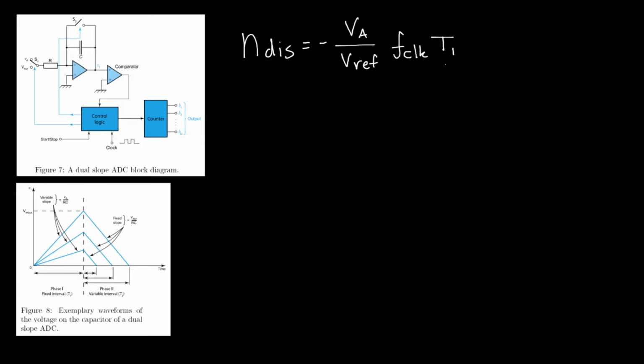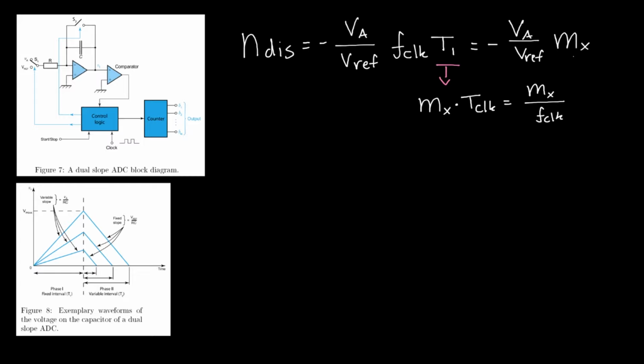This fixed interval is by definition as long as the maximum number of clock cycles that we can have to count. So that's the maximum number that we can count with this ADC times the clock period, or in other words, the maximum number that we can count over the clock frequency. So if we substitute this back into the equation, that'll give us a definition that is independent of the clock frequency, but is dependent on the maximum number that we can count with this ADC.